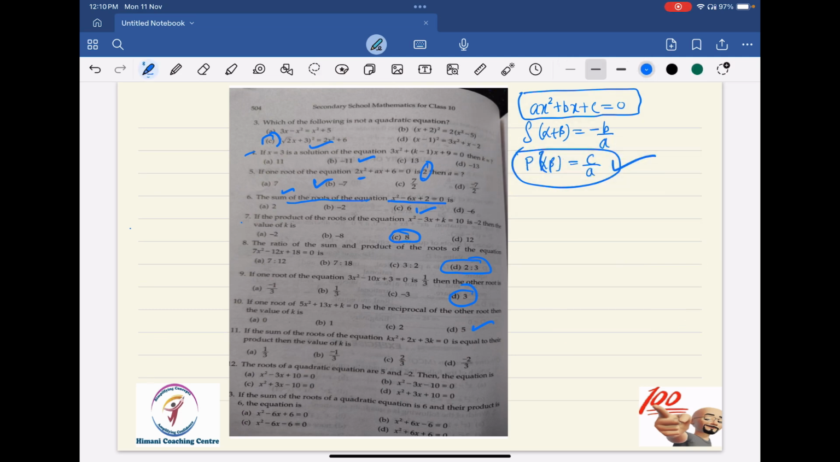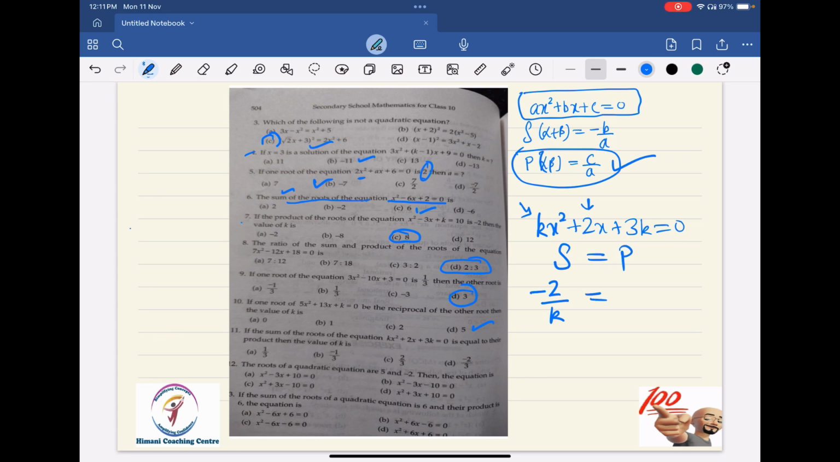Now here we are asked, if the sum of the roots of the equation kx square plus 2x plus 3k equals 0 is equal to their product, then we have to find the value of k. So what is the sum of the roots? It should be minus b by a. What is b here? 2. And a is k. So the sum is minus 2 over k, which is equal to the product.